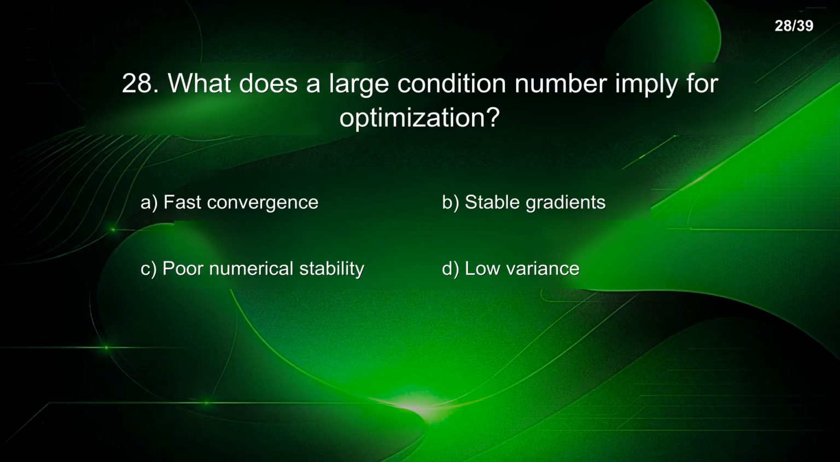28th question. What does a large condition number imply for optimization? A. Fast convergence. B. Stable gradients. C. Poor numerical stability. D. Low variance. Correct answer is C. Poor numerical stability.